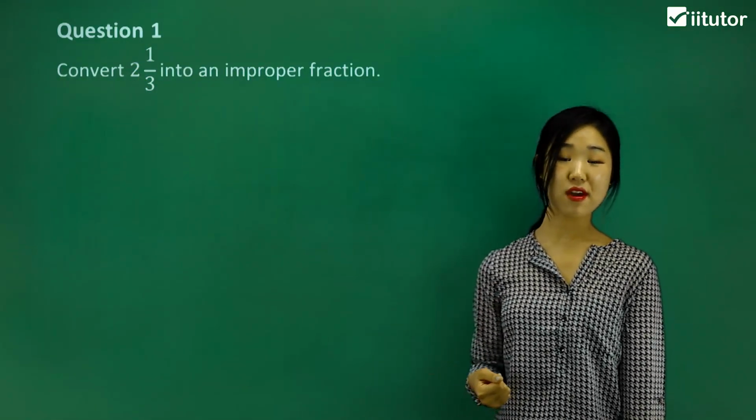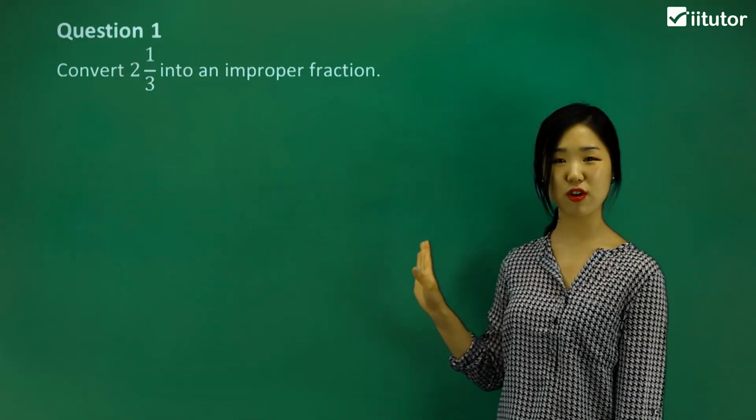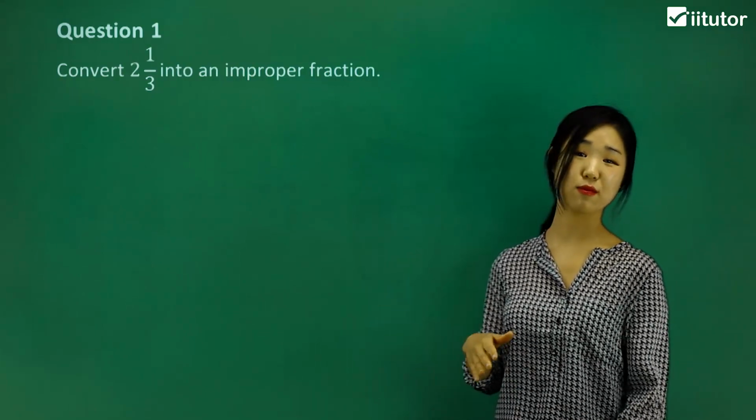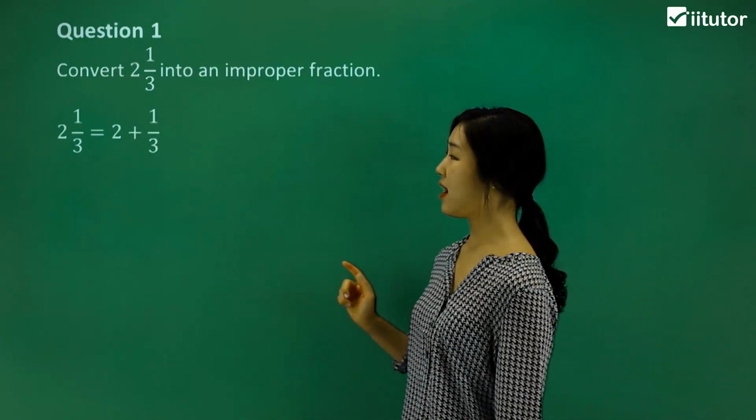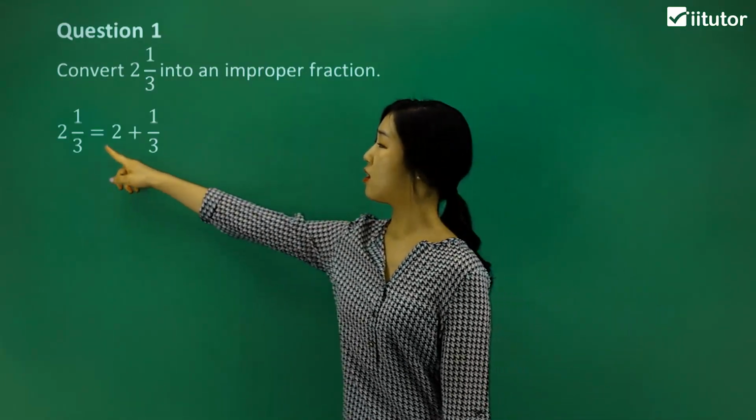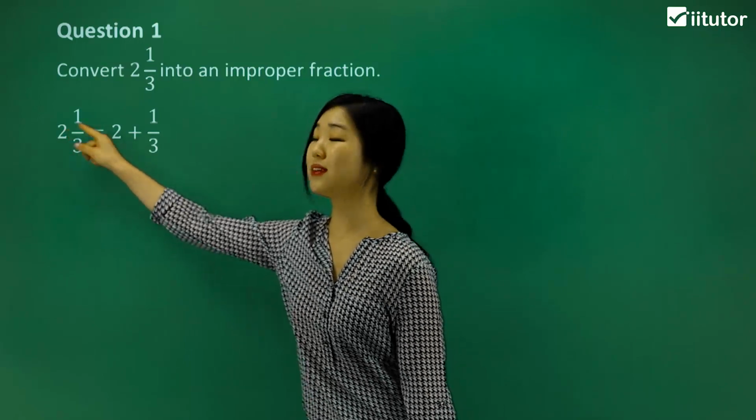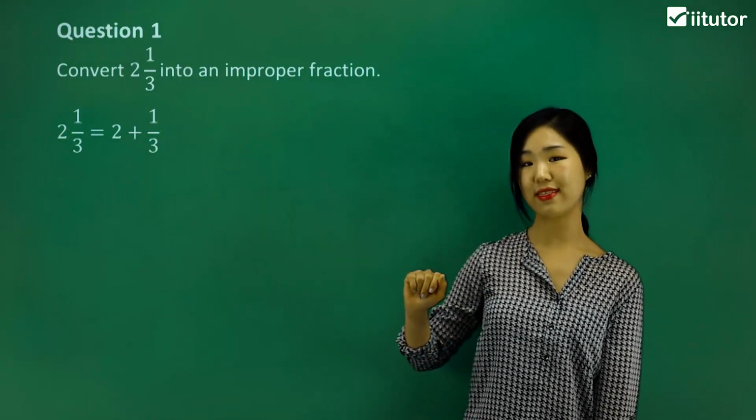So how do we convert this to an improper fraction? Watch carefully and try to remember the steps, because it's going to be repetitive steps for the further questions as well. So 2 1/3, I can actually convert that to 2 plus 1/3. Remember here, 2 1/3, there's a little plus in between. So I made it 2 plus 1/3. You can separate it like that.